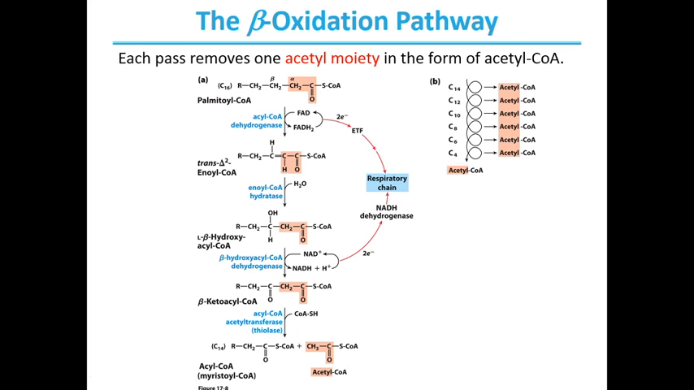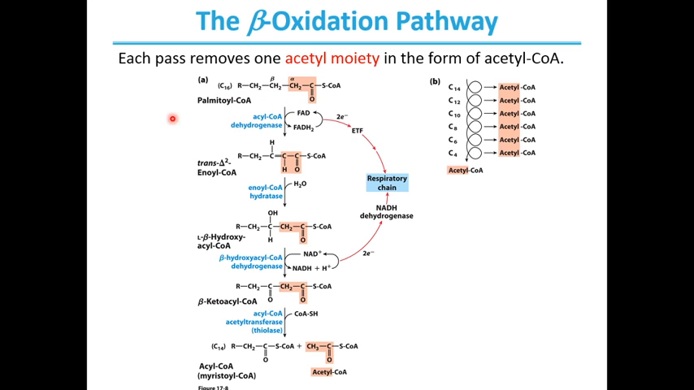Let us take a closer look at the first stage of fatty acid oxidation, beginning with the simple case of a saturated fatty acyl chain with an even number of carbons. A classic example is palmitoyl-CoA that we looked at before. It has 16 carbon atoms and it is a saturated fatty acyl-CoA.